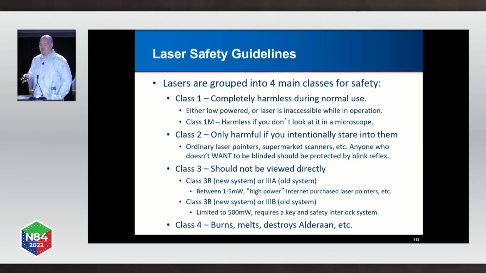It also breaks down into 3R, 3B. And what's funny is the exact limit depends on the frequency. There's a very complex table that you have to look at to figure out what you're allowed to do. And then as you add these things, you move into requirements like this needs an active safety disconnect, so if it detects a cut in the fiber, it will automatically throttle down. If you need a key to activate it, things like that that are required by law. And then class 4 is something that burns, melts, or destroys anything.